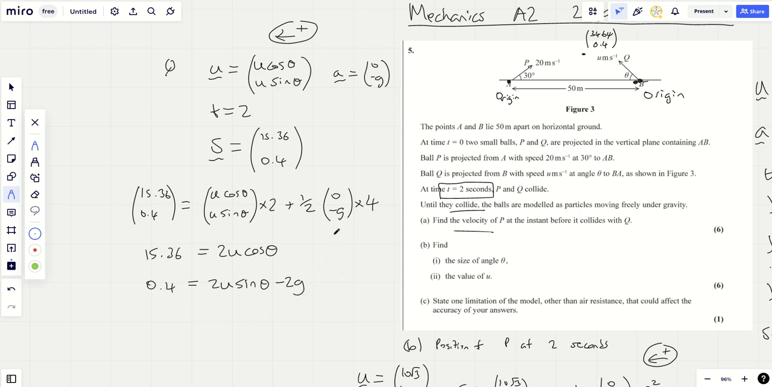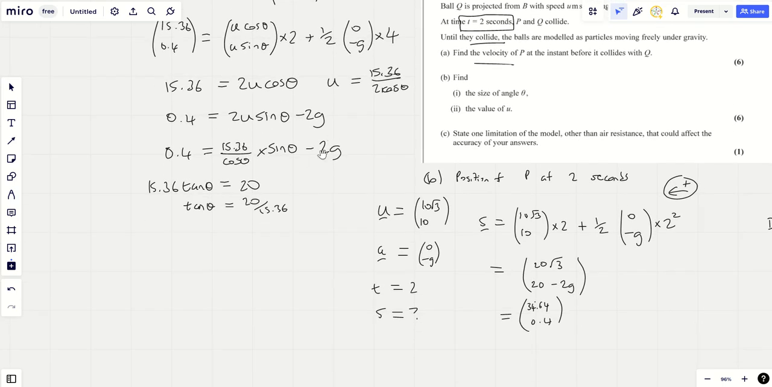minus 2g. And so what I can do now is use the principle of substitution. If I call 2u 15.36 over cos theta, then I can plug that in there and I've got rid of my u's. I'm timesing that by sin theta, which is lovely because it becomes tan theta. And so we get 15.36 tan theta equals 0.4 plus 2g. Well, that's 0.4 plus 19.6, so that's actually 20. And so tan theta equals 20 over 15.36, and theta equals inverse tan of that.